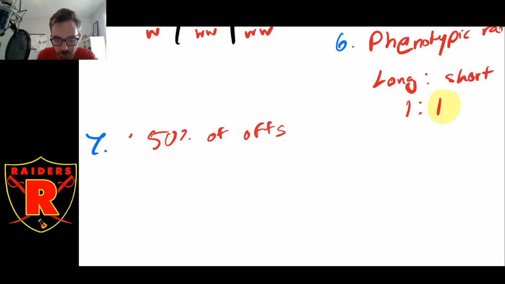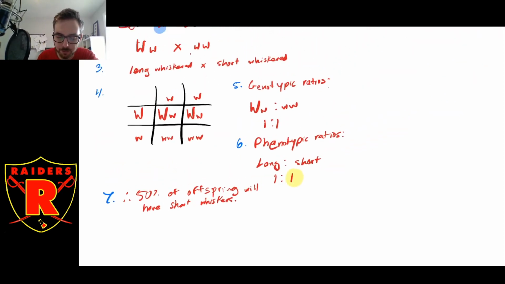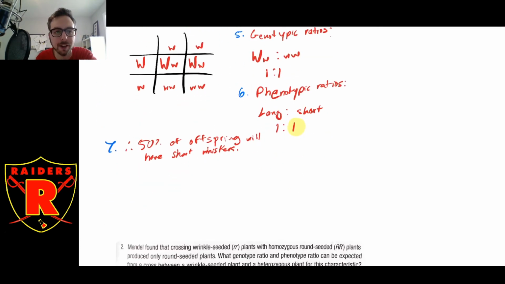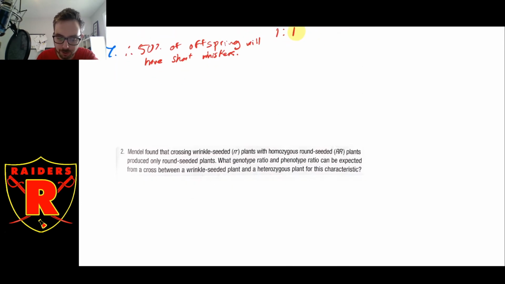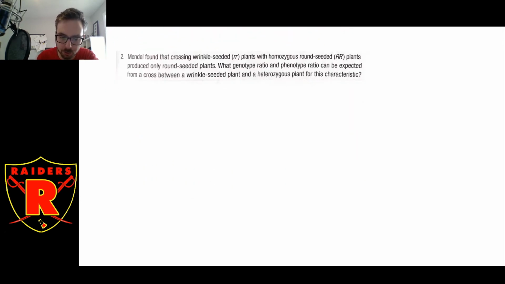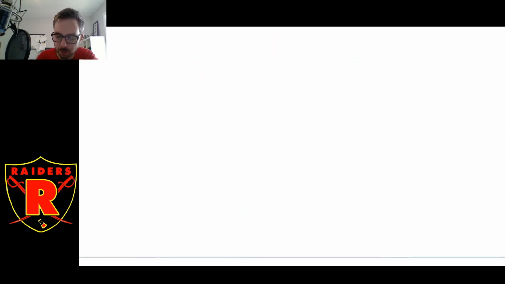I should make it "therefore" here. Therefore, 50% of offspring. Okay, so that's our therefore statement: 50% of offspring have short whiskers. So that's part A, and I did not leave myself enough room here for part B, so I'm going to move this down onto the next page so I have room to do part B.